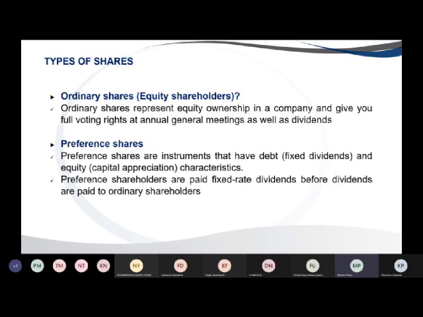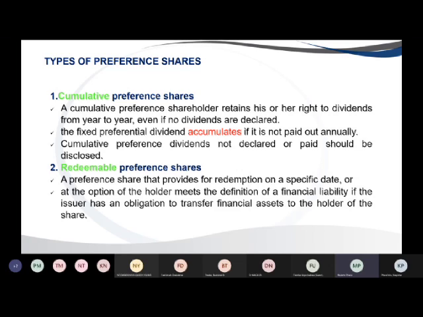But now in slide 9, they further expand to say, hang on. As you read, you might pick up that you could be dealing with cumulative preference shares. There's a certain way that you need to be able to handle this monster if it pops up. Basically, the cumulative preference shareholder retains his or her right to the dividends from year to year, even if no dividends are declared.